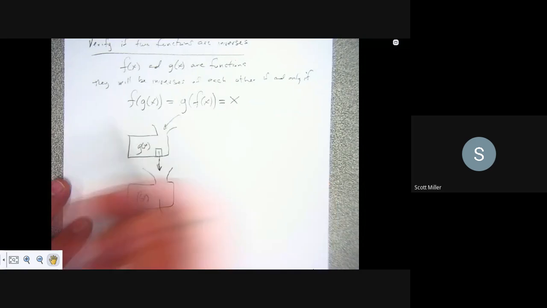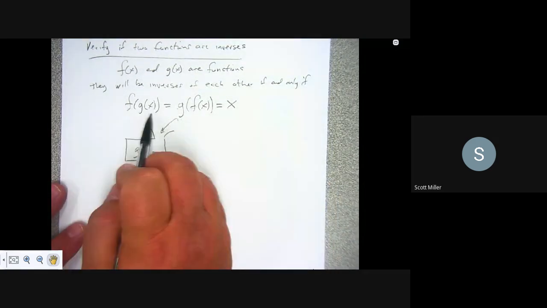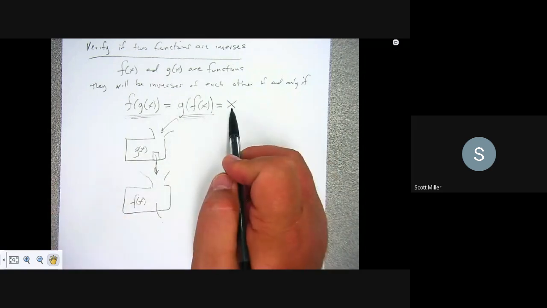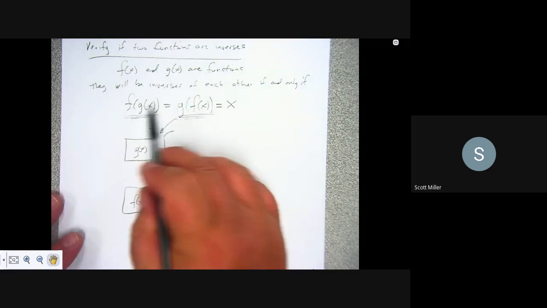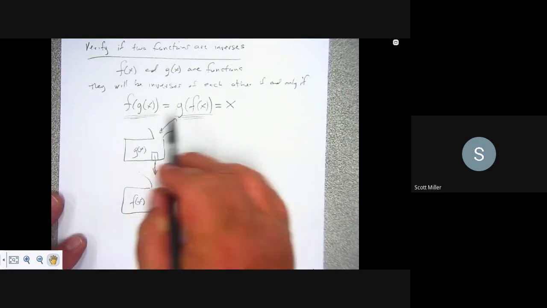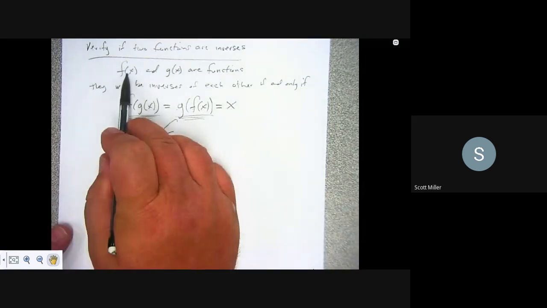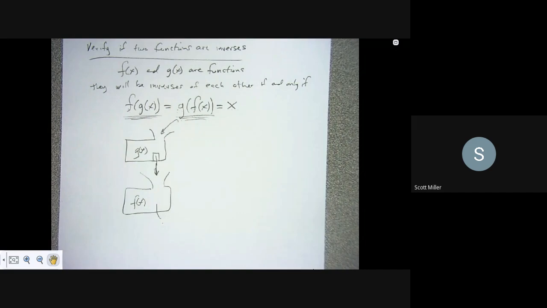If you use this technique to verify that two functions are inverses, you have to show this one and this one are equal to x. Just because one works does not mean the other one has to. It could have been a fluke, okay? So you have to actually show both of these compositions and show that they are both x. And then you can verify and conclude that f and g are indeed inverse functions of each other.